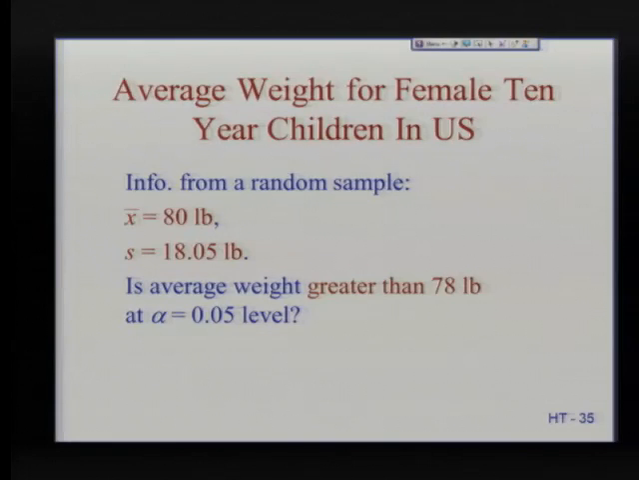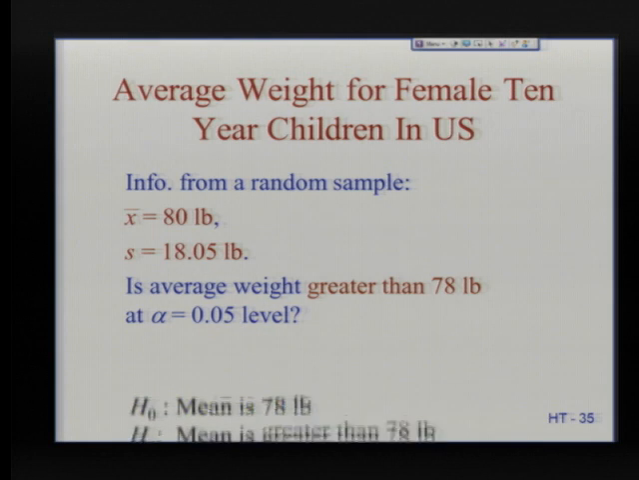Okay, this is the same example that I mentioned earlier, right? We estimate the average weight. This time we want to test the hypothesis whether the average weight is greater than 78 pounds or not. If this is the research question, I have my sample mean and standard deviation like that, and I can use a 5% level of significance to test this hypothesis. So how do we do that? Null will be what?